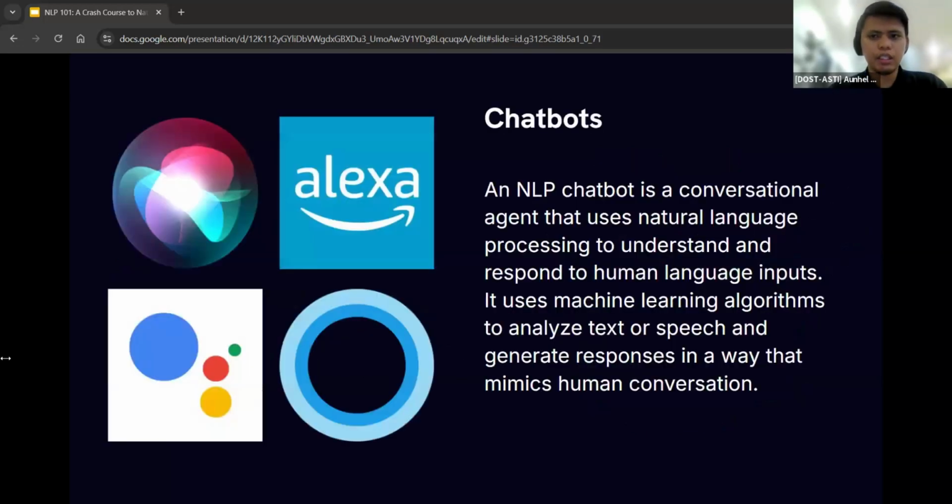Okay, and then chatbots, if you're familiar, it's a conversational agent that uses NLP to understand and respond to human language inputs. We have Alexa, Google Assistant, Cortana, and then Siri. So these are four of the most famous, partly text chatbots, but actually, if you go to other websites, most of the websites right now employ their very own chatbots when corresponding.